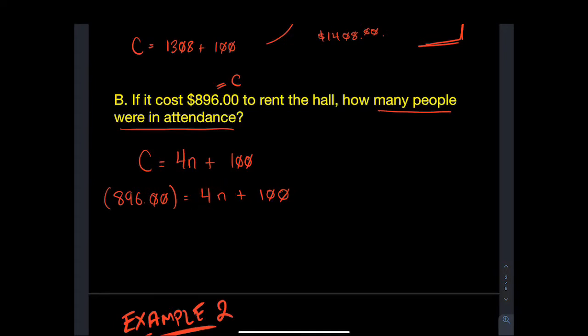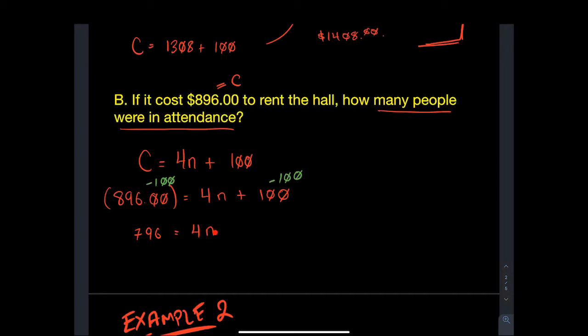Well, we could move this 100, right? What if we just subtracted 100 from both sides? Minus 100, minus 100. Well, what we get is, on this side, we get 796 equals 4n. Okay, so we're almost there. How do we get 4n on its own? Or how do we get n on its own now?